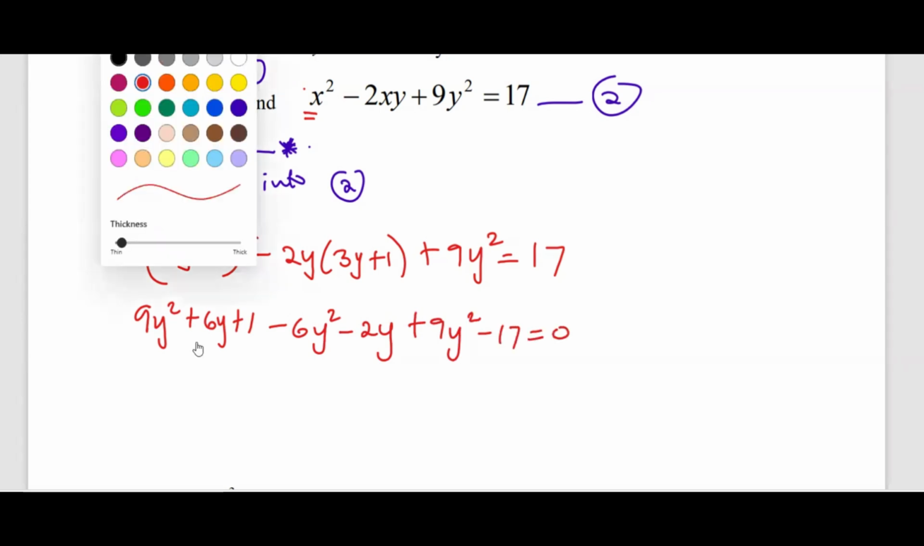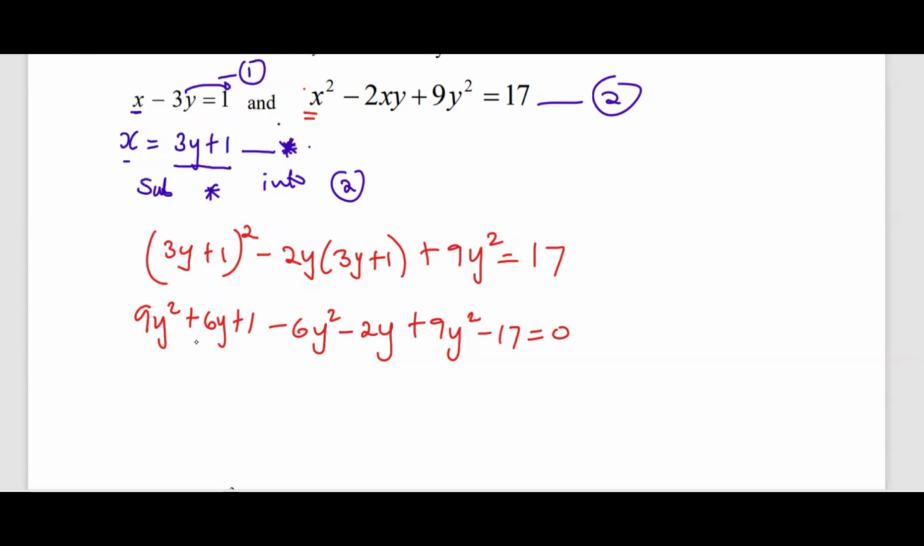Then we collect the like terms. So 9 plus 9 is going to be 18, and 18 minus 6 is going to be 12. So that's 12y squared. Then 6y minus 2y is going to be 4y. And then 1 minus 17, we have negative 16, is equal to 0.